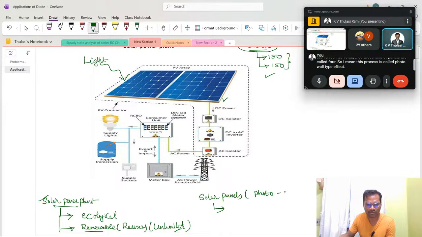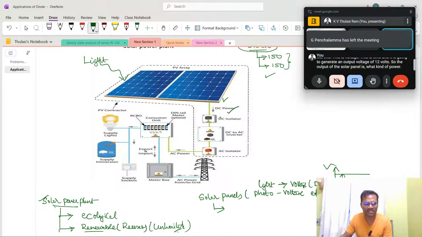Okay, photovoltaic effect. So what does this photovoltaic effect mean? Our light energy is converted into voltage. What kind of voltage? DC voltage. The voltage will look like this: this is voltage, this is time, and it is going to generate an output voltage of 12 volts. So the output of the solar panel is a DC supply.